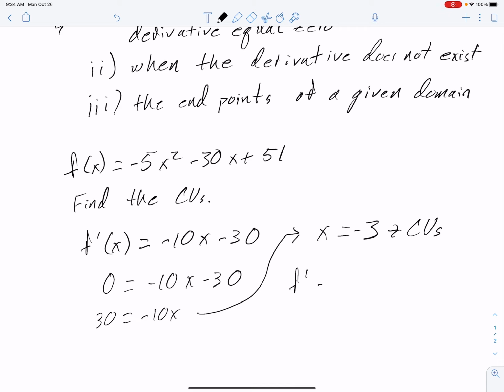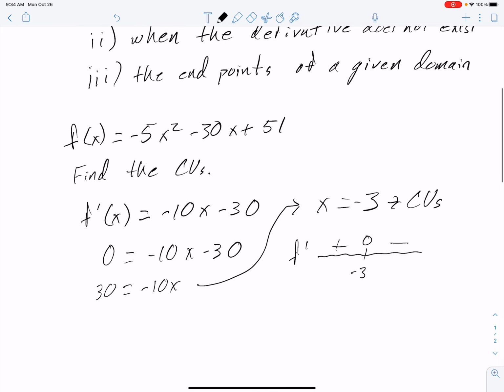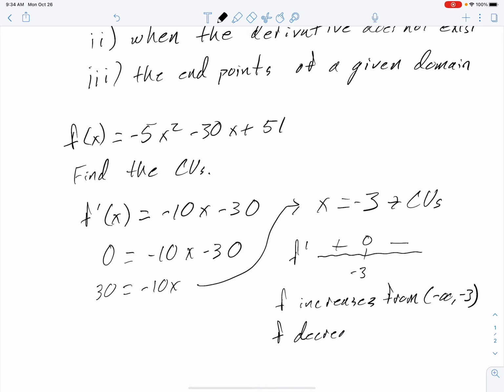I can make a sign pattern of my derivative now. If I substitute into my derivative, something to the left of negative 3 would get me a positive value, and something to the right of negative 3 like 0 would get me a negative value. What this is going to tell me is that f increases from negative infinity until negative 3, since the derivative is positive to the left of negative 3. It also tells me that f decreases from negative 3 on to infinity, since the derivative is negative to the right of negative 3.